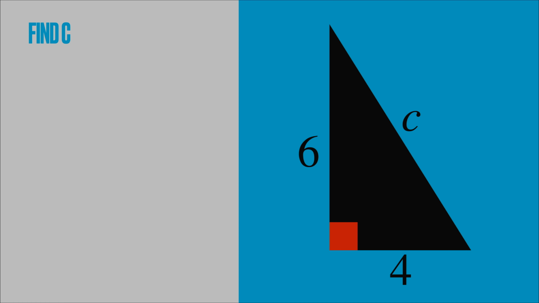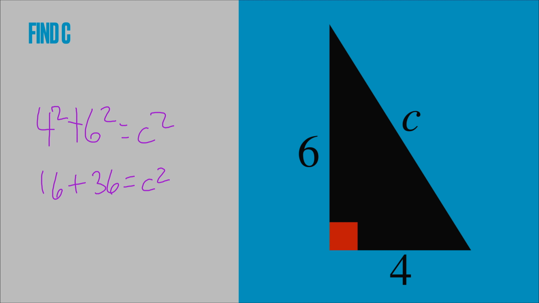It's 4, 6, so 4 squared plus 6 squared equals C squared. So 4 squared is 16. 6 squared is 36, and that's going to equal C squared. 16 plus 36, 46. That is 52 is equal to C squared, so we square root and, did I write this wrong? 52. I think it must be 25. No, it's not. Okay, but 52 doesn't work.